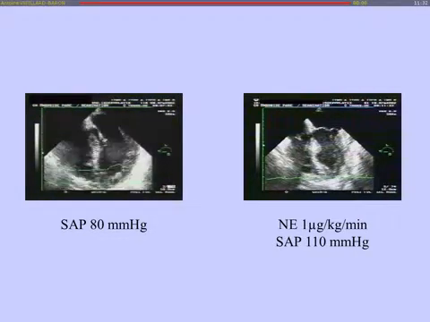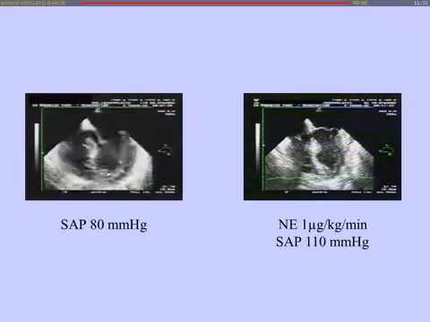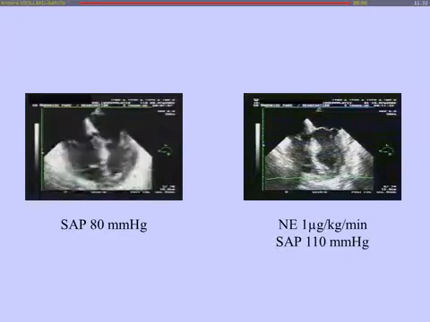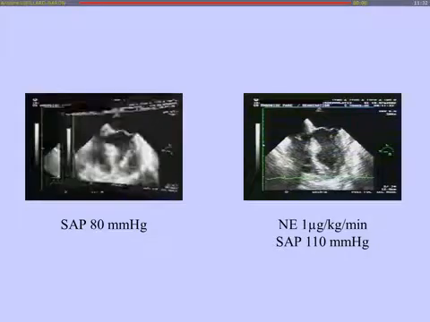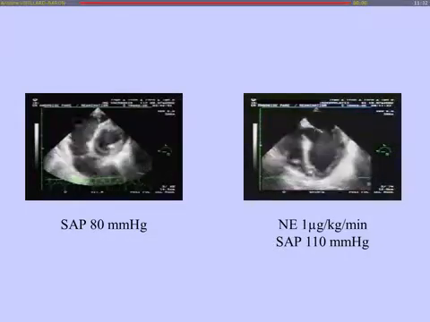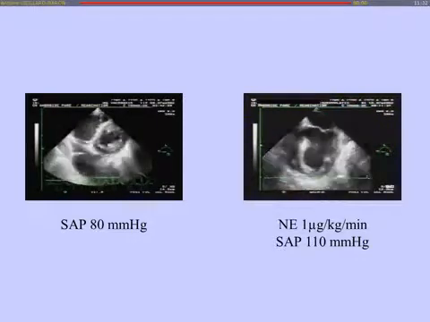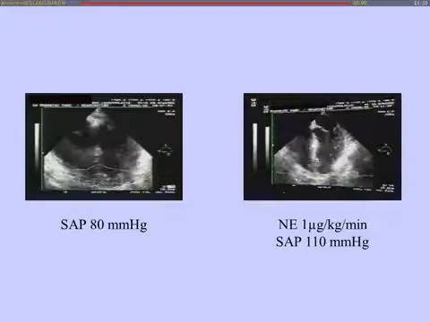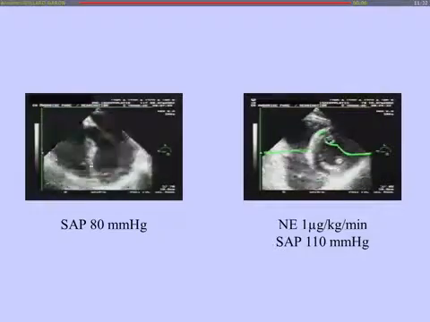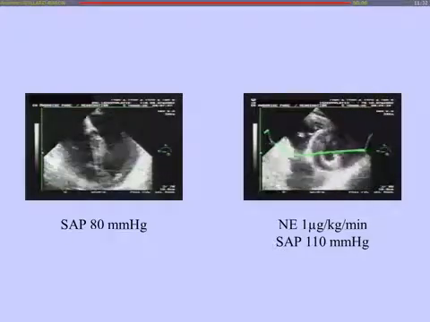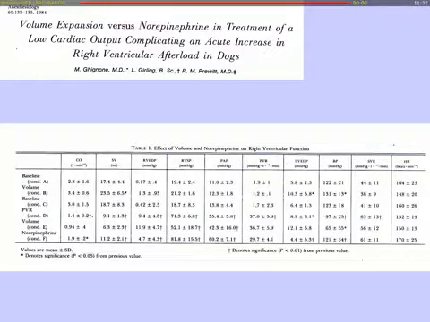Look at here, a low systolic arterial pressure, 80. I don't remember the mean, but the mean was low. And you can see after norepinephrine infusion and restoration of the blood pressure, a complete normalization of the right ventricular function. No paradoxical septal motion. And you have many data in animals, not so many in humans.